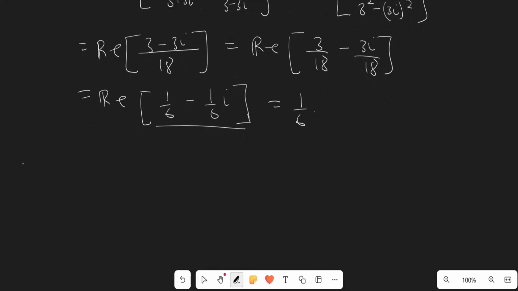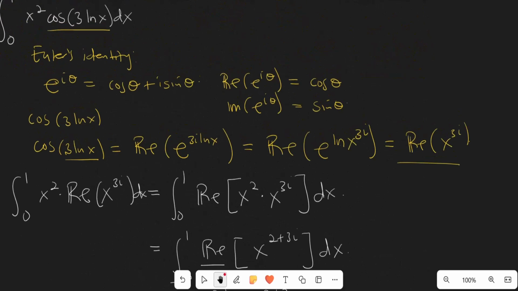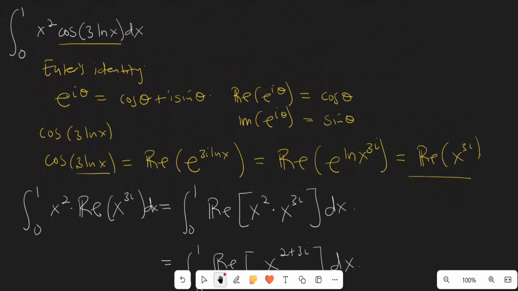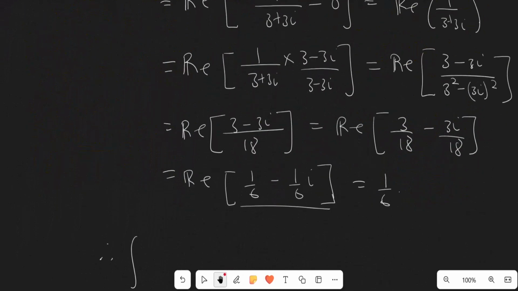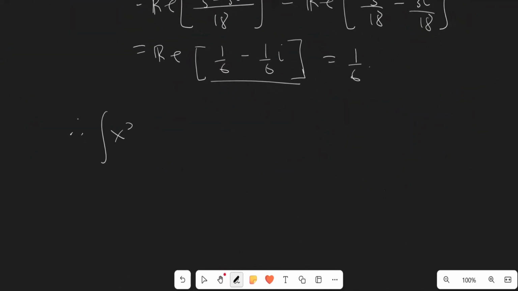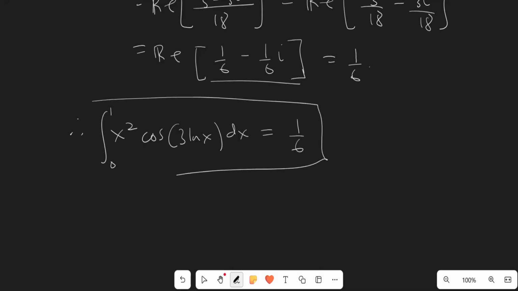So in that case, if we solve this integral, what was it? The integral of x squared cosine of 3 natural log of x from 0 to 1 dx, that is going to evaluate to 1 over 6. That is the real part of this complex number. So if we evaluate this integral, we are going to get 1 over 6.